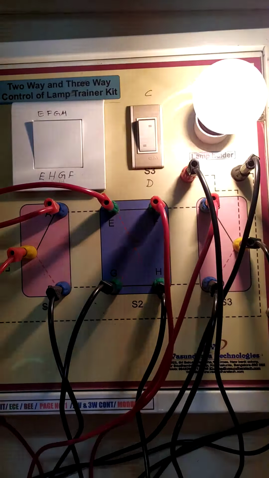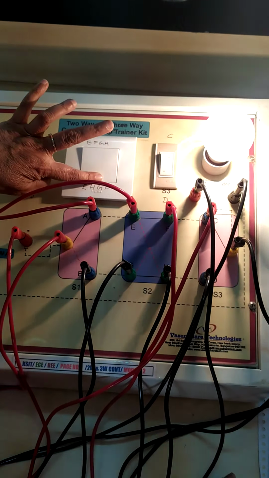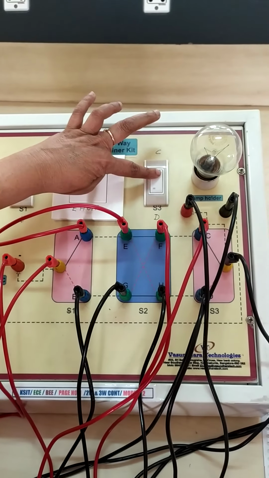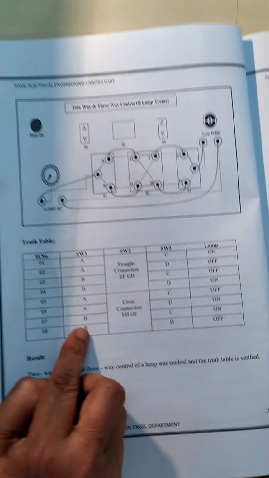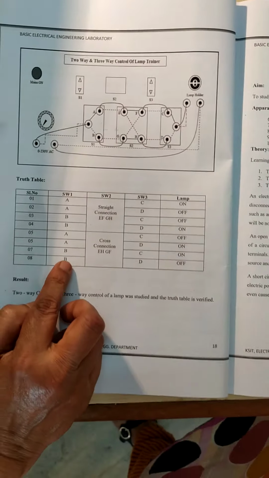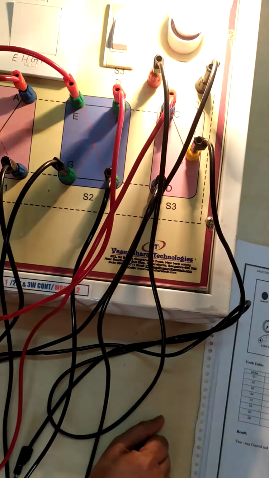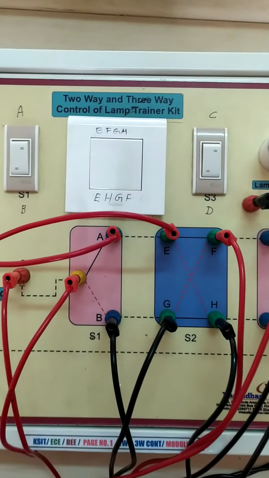Next, this should be in B. Okay, this is in cross connection. I have not changed, so I am changing S1 to B. Now this one to C. So B and C means the lamp is glowing. Check in the truth table: B and C means lamp is on. Again B and D means lamp is off. So it is now in B. Now I am putting this to D. So now the lamp is off.